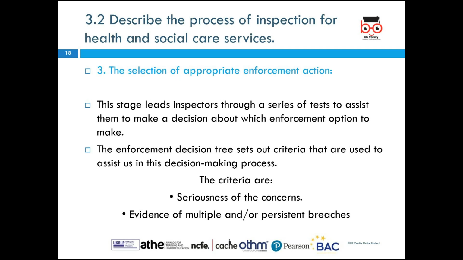Stage 3 is the selection of appropriate enforcement action. At this stage, when the inspectors go to the place that they're looking at, they'll go through a series of tests, and these tests will help them to make a decision about what sort of option for enforcement they need to do. This is when they look at that enforcement tree that I showed you, and it sets out the criteria of what needs to be done. So it assists the CQC. They look at the seriousness of the concerns, and then they look at the evidence of multiple or persistent breaches. So there might be one breach that's happening consistently, or there might be 4, 5, 6 breaches that are always happening.